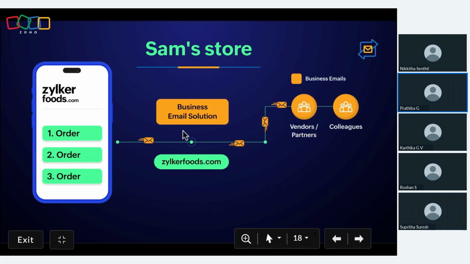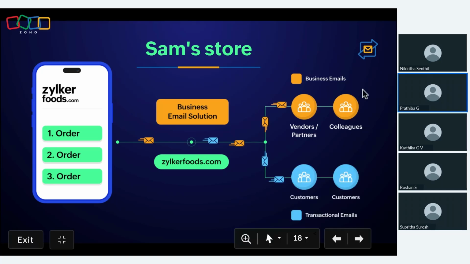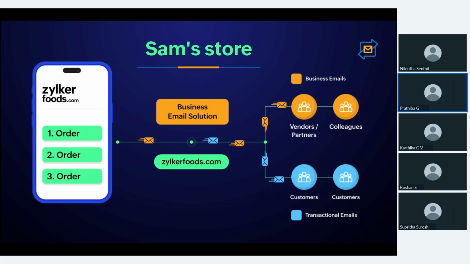Since Sam was already using a business email solution for his daily correspondence, he decides to use it for his transactional emails too. He does this so that he'll have all the emails going out from a single source. And he also thought it would be convenient for him to monitor everything from a single place. So now the business emails will be typed out manually and sent. To automate the process of sending out transactional emails, he uses APIs.